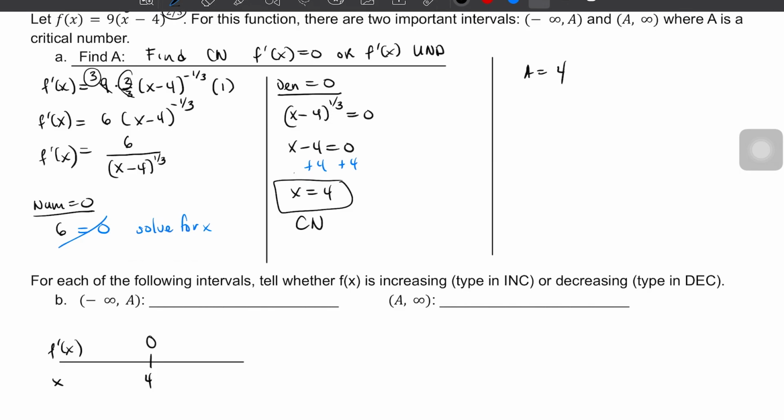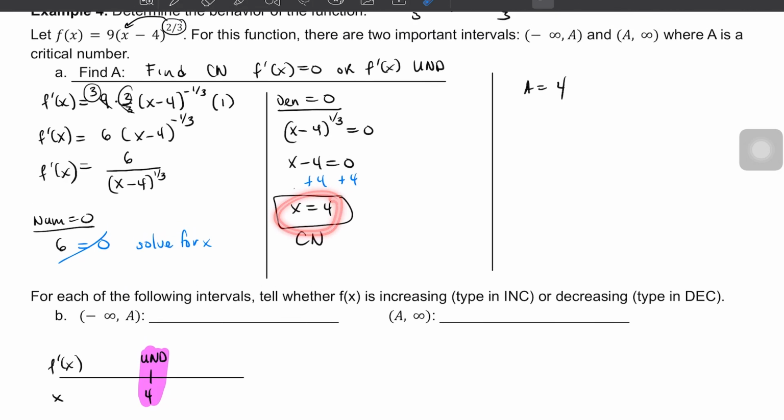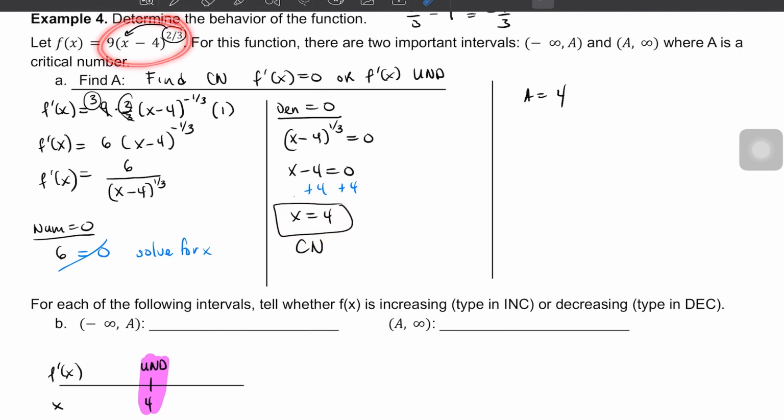So this is the case where the derivative is undefined. So finally we have one of those problems, right? So let me highlight this because that's a critical number. And we know it's a critical number because we end up getting one of these cases, but also because 4 is in the domain of the function, right? That means if you plug in 4 in here, you end up getting a real number, right?